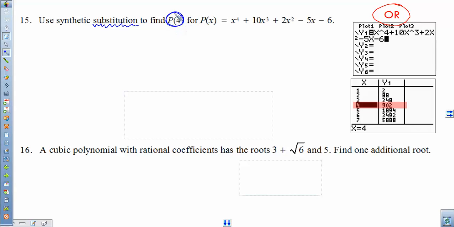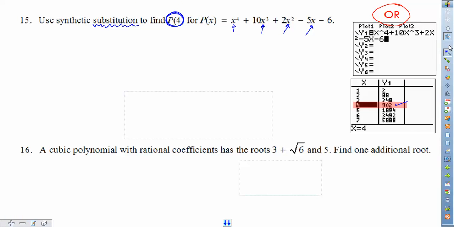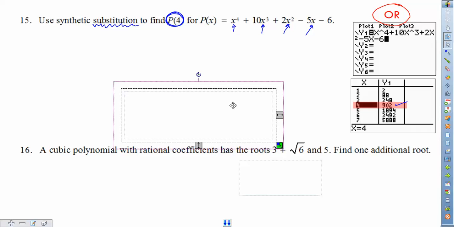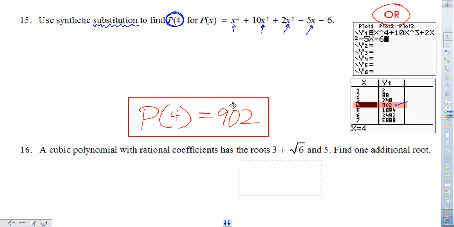So, essentially what this question is asking you to do is they're saying, put a 4 in there, put a 4 in there, put a 4 in there, put a 4 in there, do that math and tell us what the answer is. We just did that right there, and we just figured out that that answer is nothing more than 902. Okay? That's it. 902. I've just figured it out. Done. P of 4 is 902.